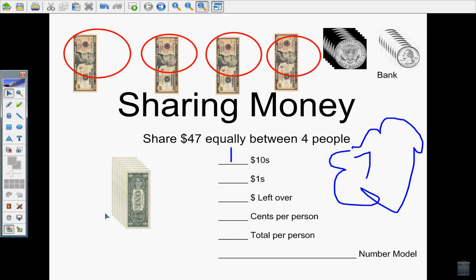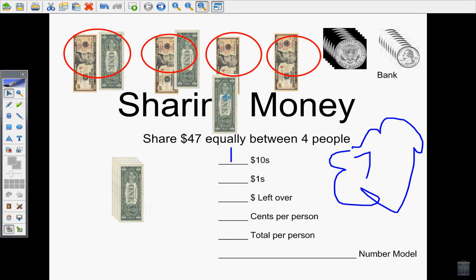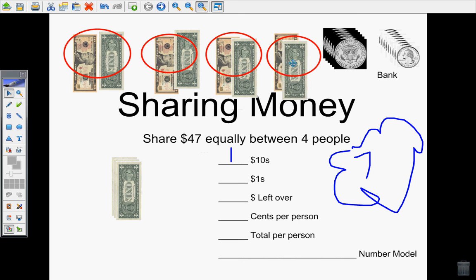I could start by giving each person $1. 1, 2, 3, 4. So altogether I've used up 10, 20, 30, 40, 41, 42, 43, $44. If I count up to 47, 45, 46, 47, that means now I only have $3 left. $3 can't get split into 4 circles. So I need to start thinking about how I can divide up that dollar bill.